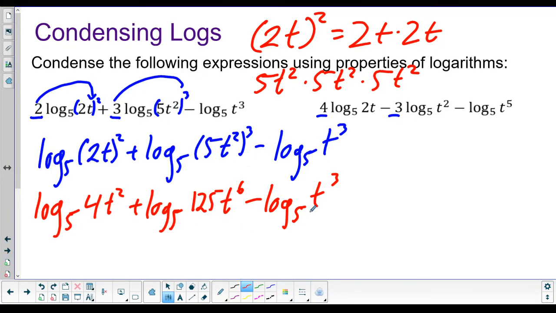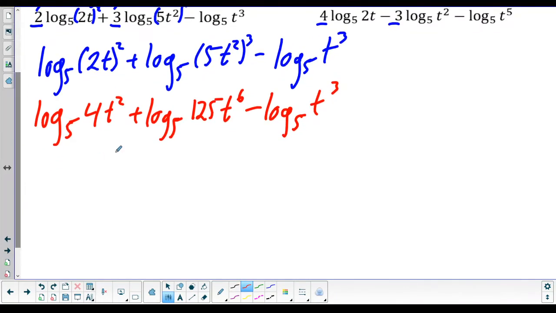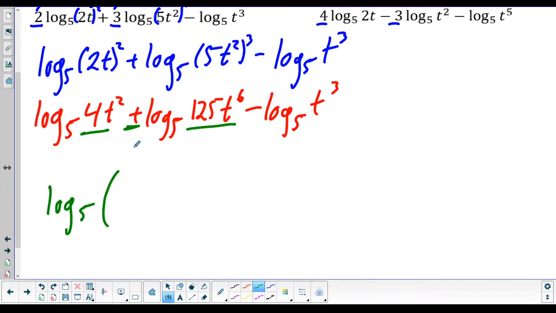Now we just have a bunch of logs with the same base being added and subtracted. So now we're going to use our product and quotient properties to condense them. So these two are being added. That means its argument and its argument are going to be multiplied together. So we're going to have log base 5 of 4 times 125 is 500. And then t squared times t to the 6th, add their exponents, is t to the 8th.